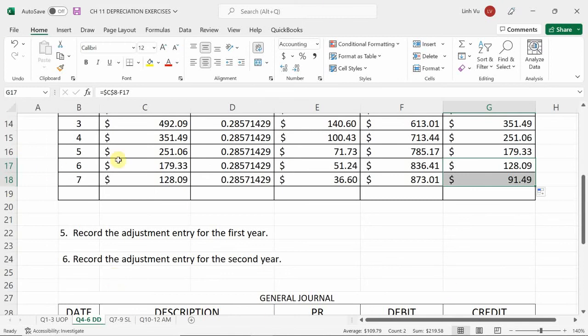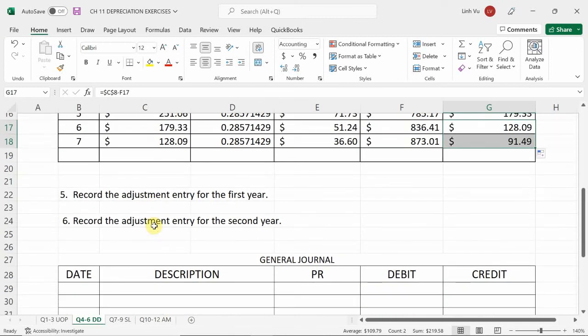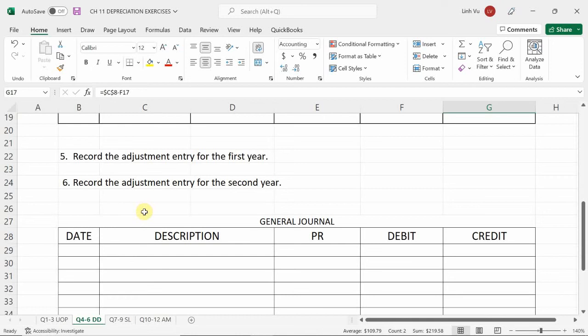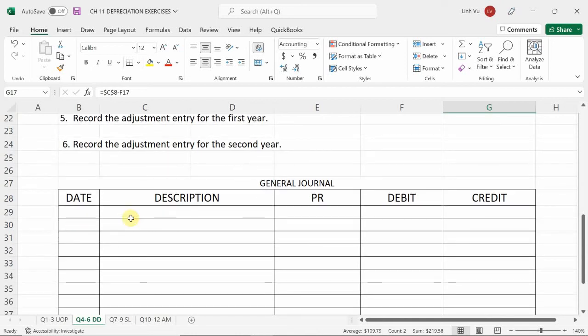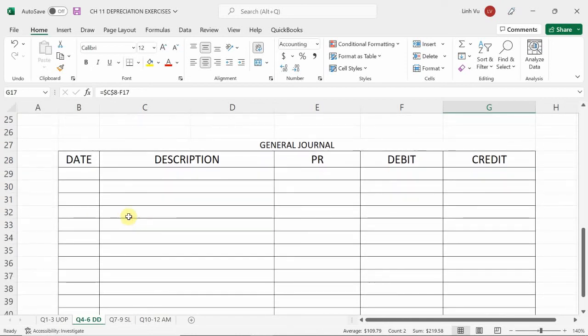Okay. All right, so let's journalize the adjustment entry for the first 2 years. So first year and second year. So what's my journal going to look like? Depreciation expense. Good.